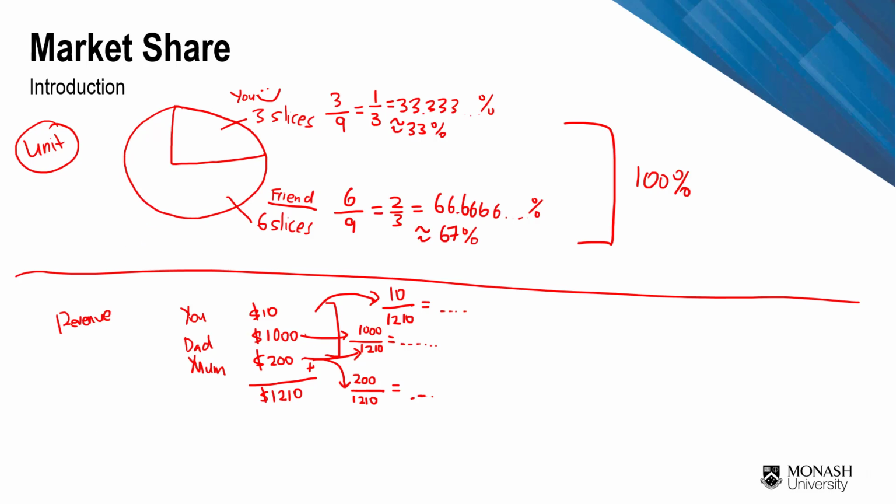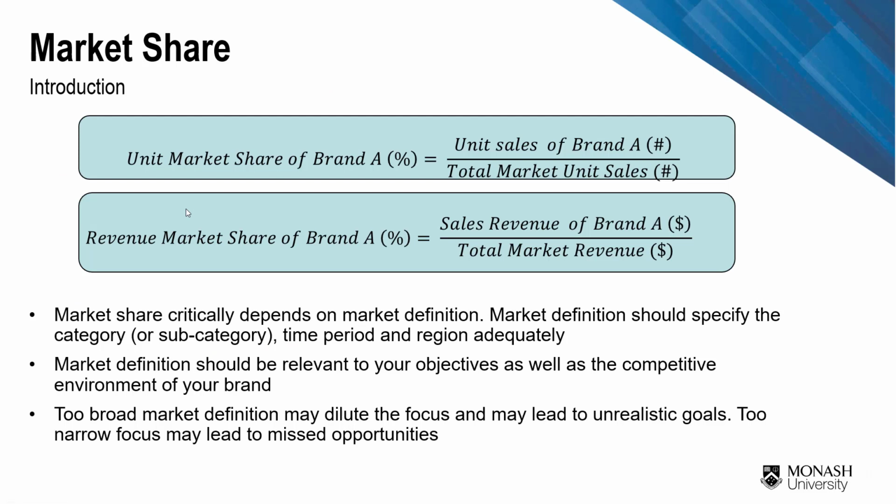It can be in terms of unit, or it can be in terms of revenue. Just want to give you a brief idea of what that is. So market share can be in terms of units. If you're doing it in terms of units, it'll be unit sales divided by total sales. Or it can be revenue, whereby it can be sales revenue divided by total revenue.